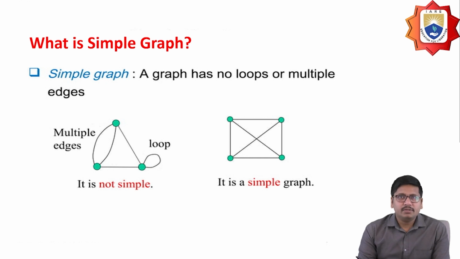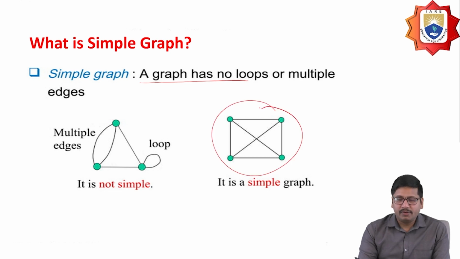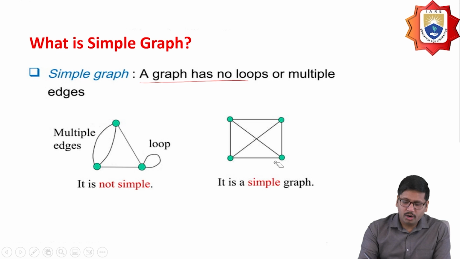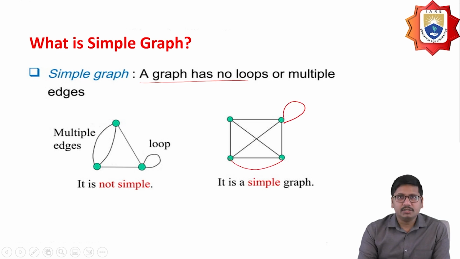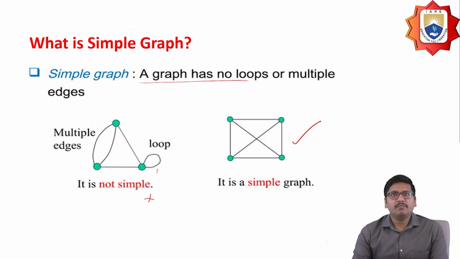Then what is a simple graph? A simple graph means a graph has no loops or multiple edges. If I take a graph like this, this is a simple graph example, because it does not have loops or parallel edges between the vertices. And this is not a simple graph because it contains loops and parallel edges. So a graph with no loops and no parallel edges is a simple graph.